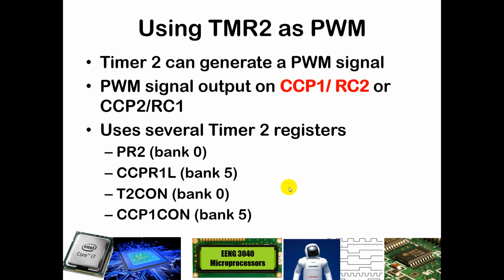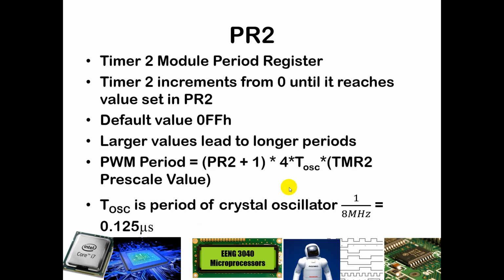So let's dive into some of these registers and then have a general explanation of how we're going to configure those different registers to develop the pulse width modulated signal as desired. So the first register to be aware of is the PR2, and that is short for the Timer 2 module's period register. And what this will allow us to do is to configure the overall period of the PWM signal that is coming from the pulse width modulation output. And what will happen is Timer 2 is an 8-bit timer, much like Timer 1 that we've discussed previously, and it will increment starting at 0 until it reaches the value set in PR2.